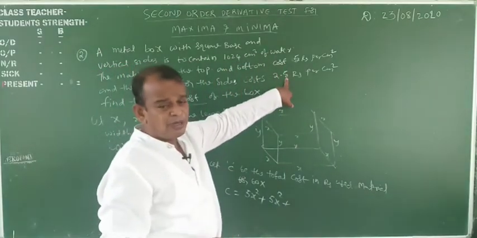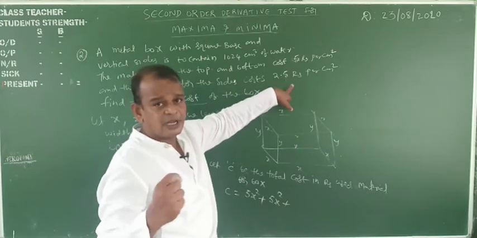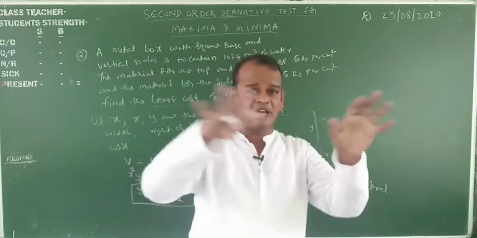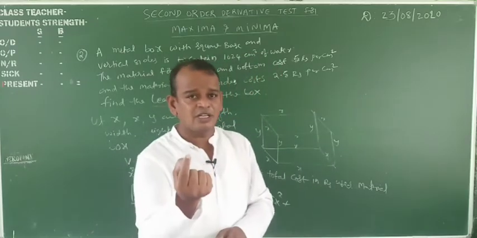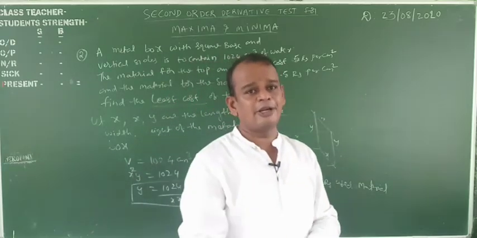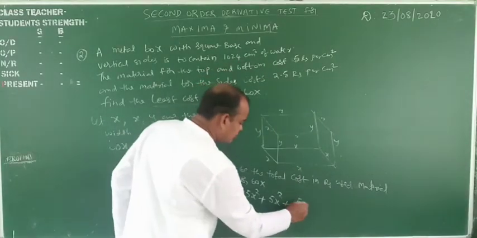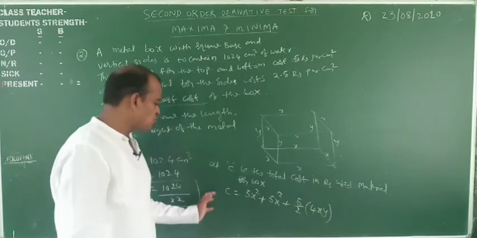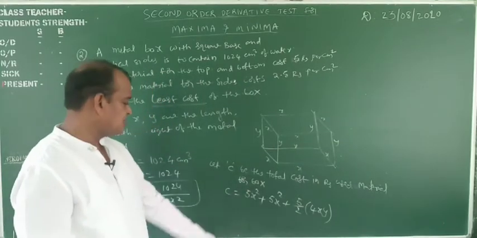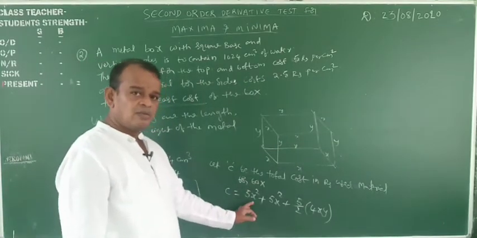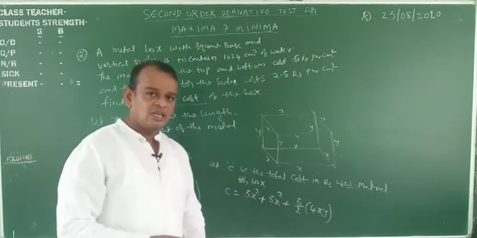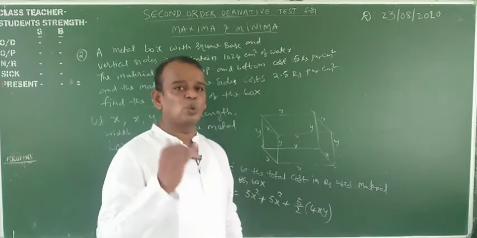2.5, means 2 rupees 50 paisa, means 5 by 2 rupees. So 5 by 2 rupees into 4 into xy. Total area is 4xy, and 1 centimeter square costs 5 by 2 rupees. That is 5 by 2 into 4xy. Understood or not? This is the total rupees cost. Area into amount is equal to total cost.